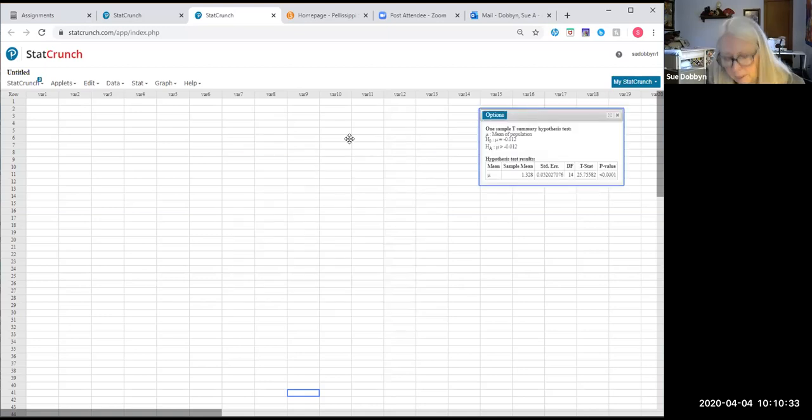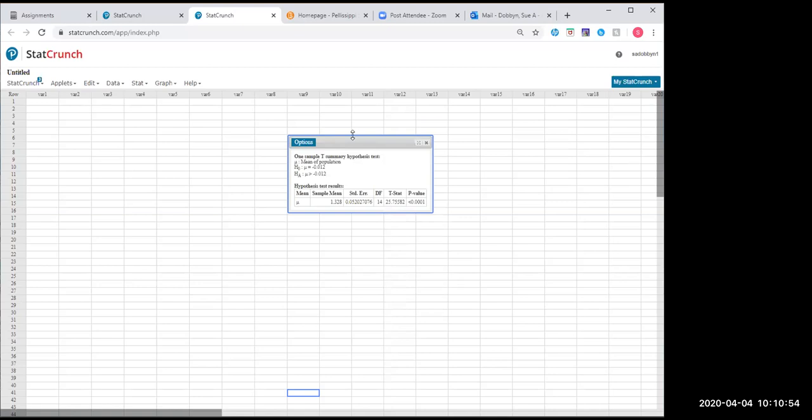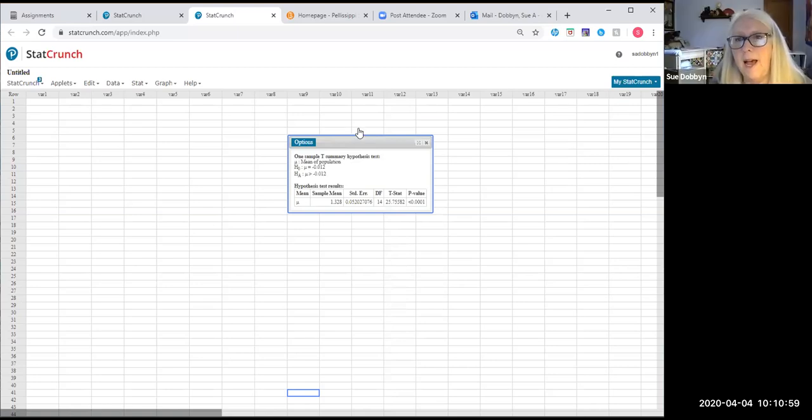And here is my test result. My test statistic is 25.76 with a p-value which is less than 0.0001. Okay. So now I'm going to go back to my Pivo screen.